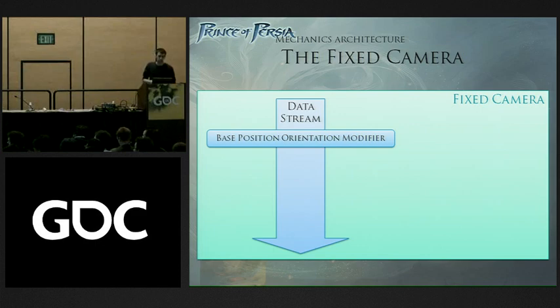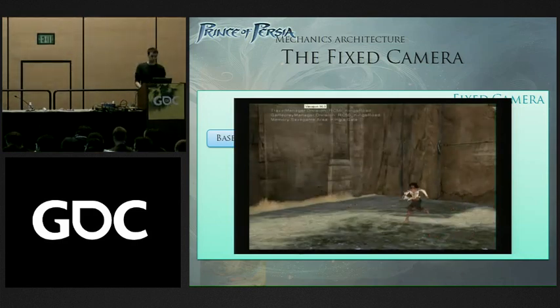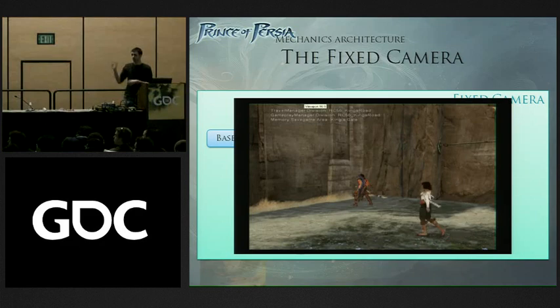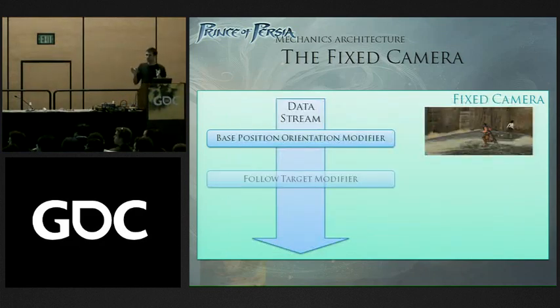So here's a very simple example, the fixed camera I was talking about. The first modifier that we have is the base position orientation modifier. This modifier allows us to say, put the camera on that place and just don't do anything else. It's that simple. So the result is something like that. You have a camera in a world. The prince or the princess can do anything and the camera doesn't move. It just has a fixed position, a fixed orientation.